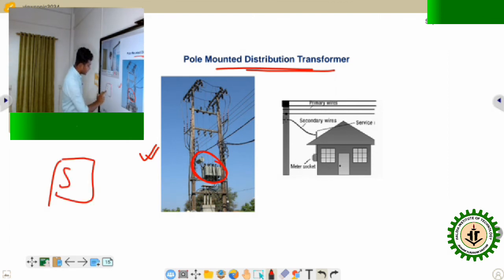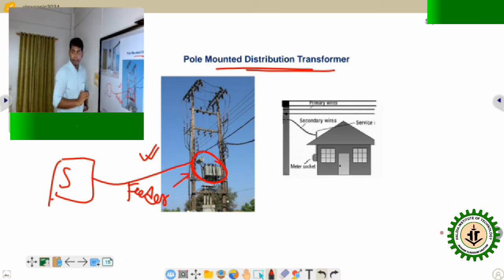This is called the feeder, I already discussed. Normally the feeder lines are cables. This cable is the feeder. Here no tapping option is there. This is the input of the transformer. Feeder, and after the feeder, what happens? There is a transformer, and after the transformer, there is a distributor.